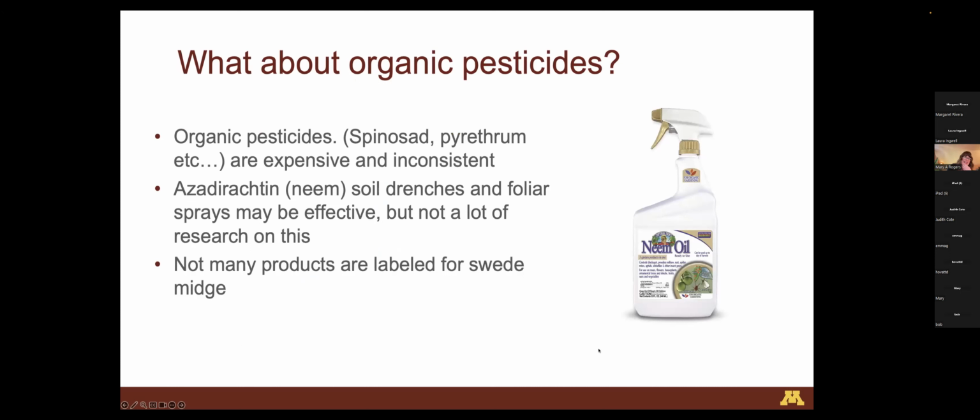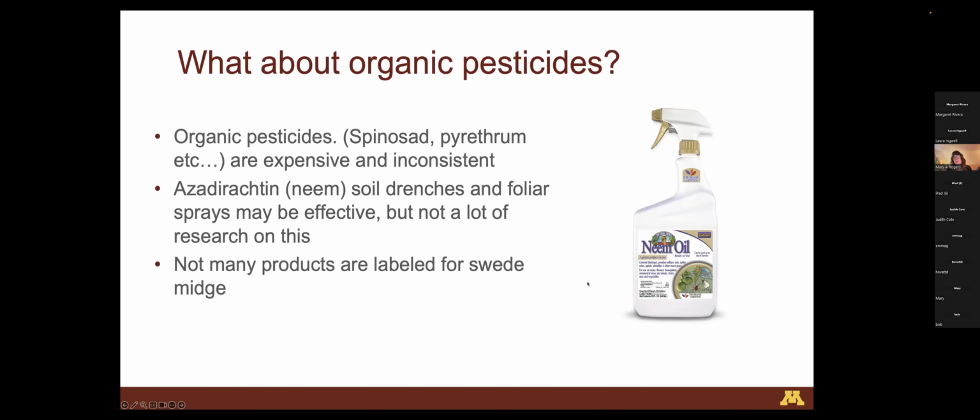Organic pesticides, similarly to these microbial-based ones, are expensive and inconsistent. Although there have been preliminary, good promising data, I think, looking at azadirachtin, which is neem, and it's a common pesticide used in organic systems. So soil drenches, potentially disrupting pupal development, and then foliar sprays may also be effective, but we need to look at this a little bit more.